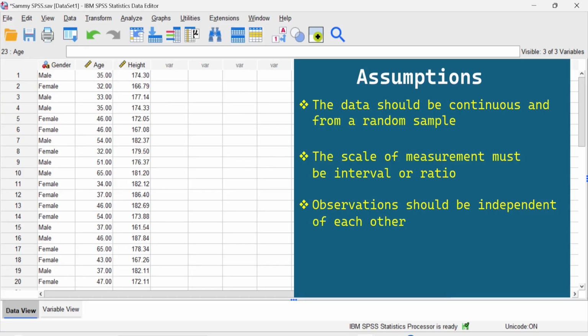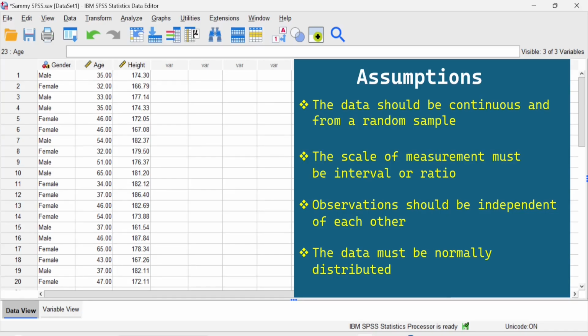Then next, the observations should be independent of each other. That means the height of one person should not affect the height of the other. And the last assumption is that the data set must be normally distributed, or there should not be any outliers in our data set. So these are the assumptions for the one sample t-test.